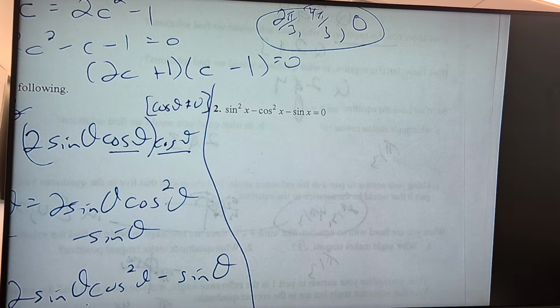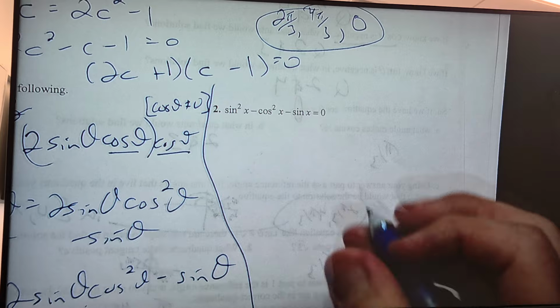Change sine squared into 1 minus cosine squared. Why is it almost right? Because what's the other thing that's in there? Another sine. Oh, so you want to change cosine squared into sine squared. Yes. And what is cosine squared? It's 1 minus sine squared. Yes?